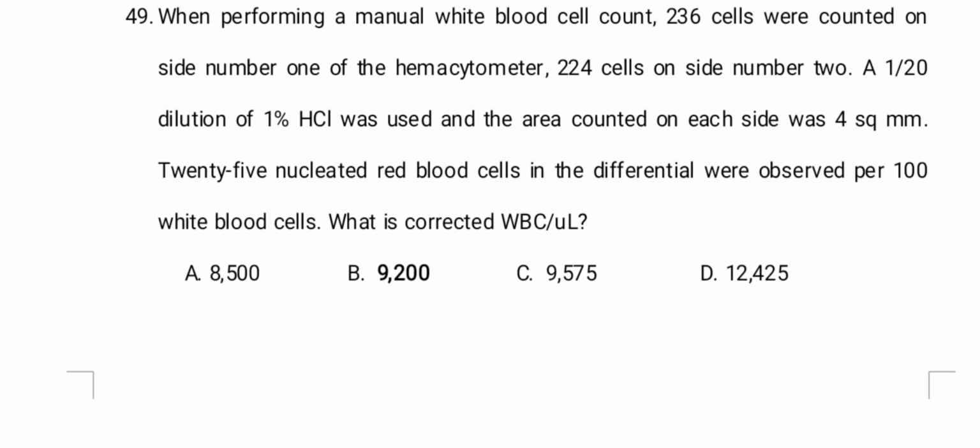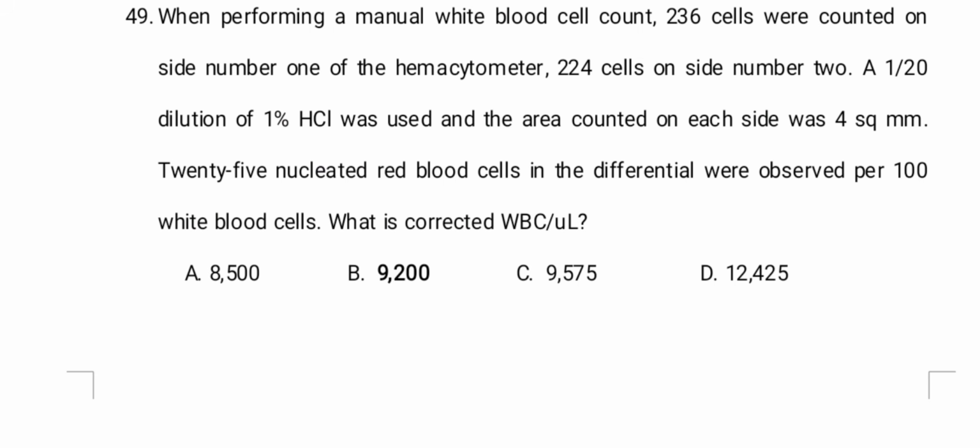Number 49 says when performing a manual white blood cell count, 236 cells were counted on side number 1 of the hemocytometer, and 224 cells on side number 2, and a 1 to 20 dilution of 1% hydrochloric acid was used, and the area counted was 4 square millimeters. 25 nucleated red blood cells in the differential were observed per 100 white blood cells. What is the corrected WBC?